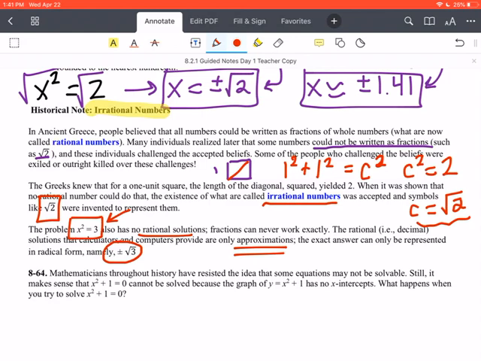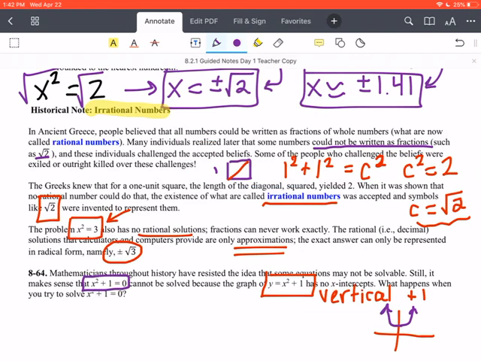So in 64, it says mathematicians throughout history have resisted the idea that some equations may not be solvable. Still, it makes sense that x squared plus 1 cannot be solved because the graph, if we were to graph this, has no x-intercepts, and that makes sense because this is a vertical shift of what? Plus 1. So what would the parabola look like? The parabola would look like this. There's a rough sketch. So we can see that x squared plus 1 equaling 0 isn't going to have any x-intercepts because it doesn't ever touch the x-axis.